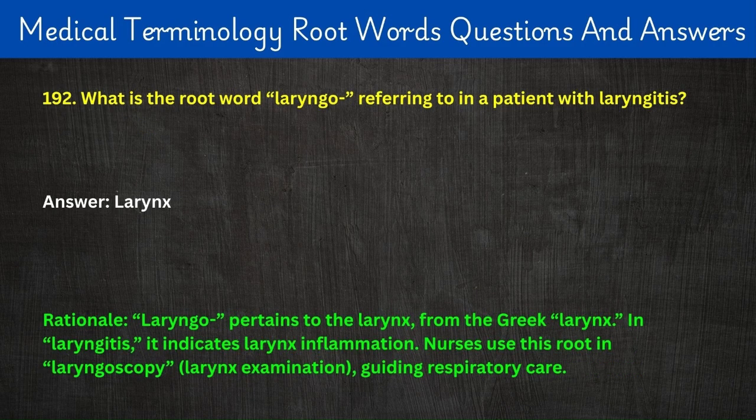192. What is the root word laryngo- referring to in a patient with laryngitis? Answer: larynx rationale. Laryngo- pertains to the larynx, from the Greek larynx. In laryngitis, it indicates larynx inflammation. Nurses use this root in laryngoscopy, larynx examination, guiding respiratory care.